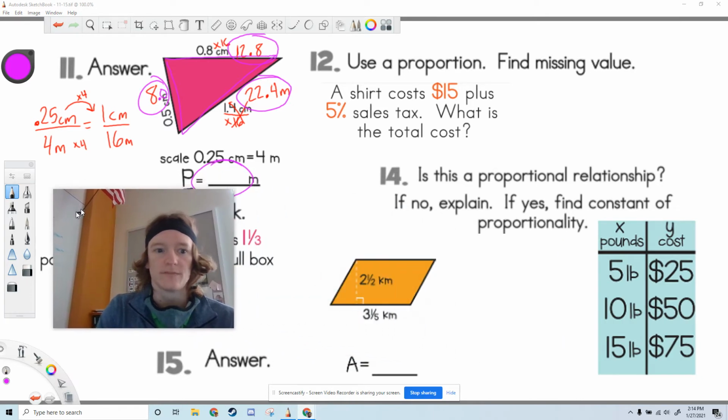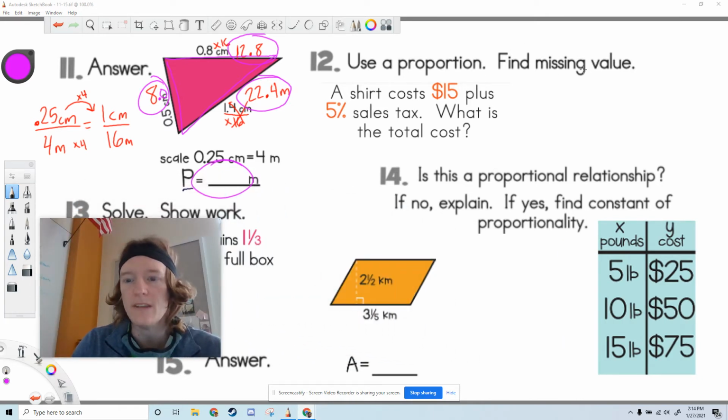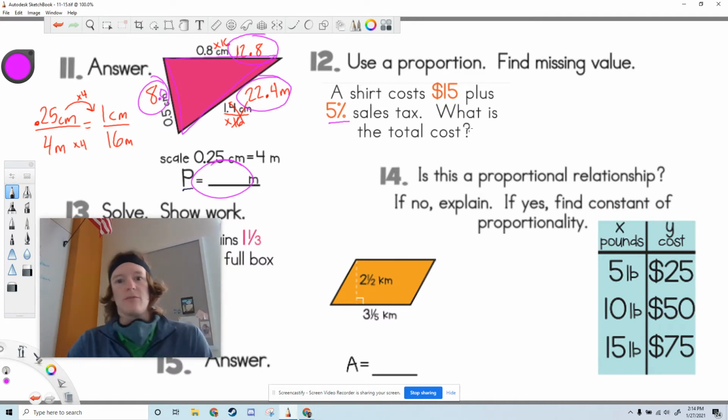For number 12, they want us to use a proportion. Find the missing value. So a shirt at the store costs $15 plus 5% sales tax. What is the total cost? So first we need to figure out what 5% of this is. How much tax are we paying? So we've got a $15 shirt.